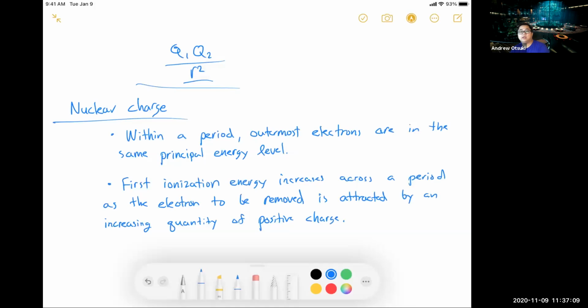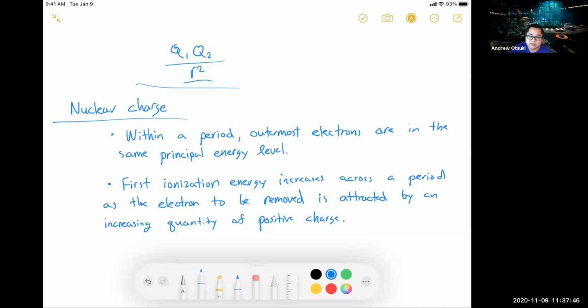So within a period, outermost electrons are in the same principal energy level. So as we move across, the electrons are going to be added to the same level, and therefore the positive charge in the nucleus is increasing, because we have a higher atomic number, more protons. The attractive force of the electrons will be increased. So to overcome that attraction, more energy has to be supplied to eject an electron and form an ion from the neutral gaseous atom. Okay.